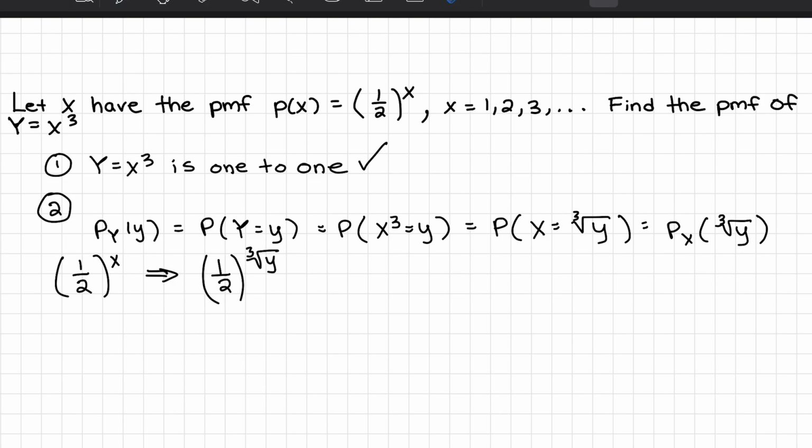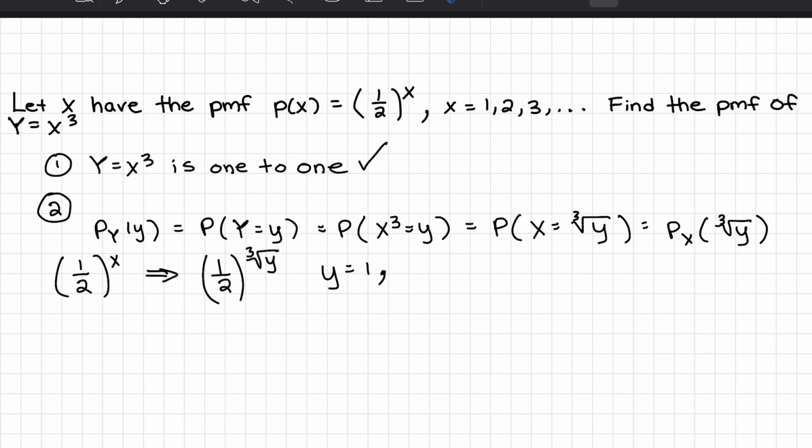Now we're still not done finding our PMF of Y because we need to find the support of Y. So to find the support of Y, we're going to be using the support of X. This is very simple. We're just going to take the support of X and plug it into our transformation. So for example, we first start off with the number 1. We plug in 1 into Y equals X cubed. So we do 1 to the power of 3, which equals 1. So that means our support of Y has the number 1.